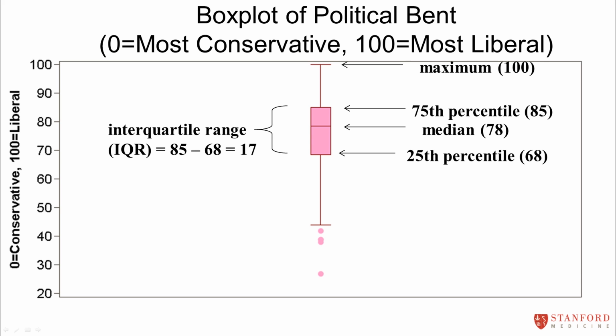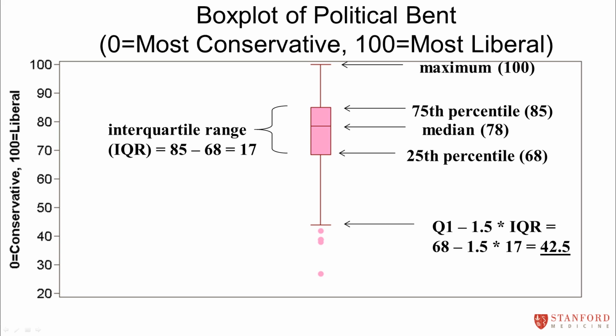plus 1.5 times 17, obviously that's going to be higher than 100, so the maximum is the lower of those two values. We're going to put the whisker there. There's nobody who falls outside of that 1.5 times the interquartile range boundary. For the lower whisker, however, notice it's different because the lower whisker here is not at the minimum value.